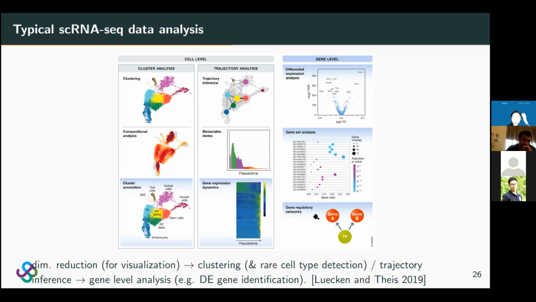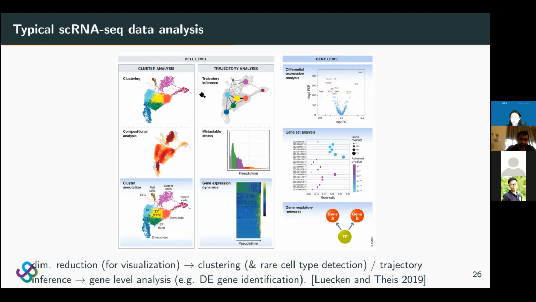So it seems that for many tasks, each task will require some computational method. And because of the popularity of the field, we often have dozens of methods for each analysis, and even more, maybe hundreds for some popular analyses like clustering.